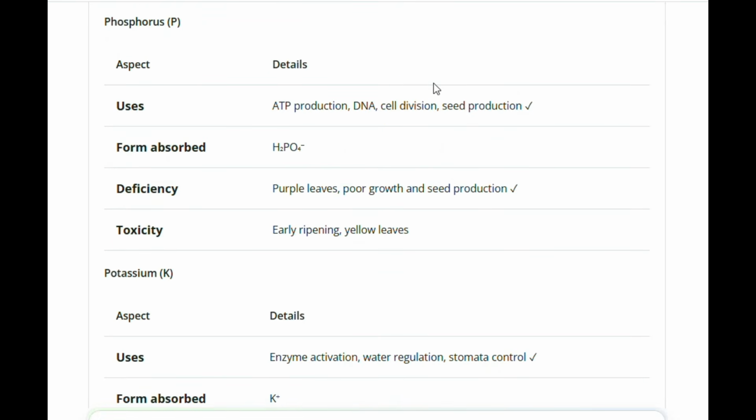Then we have phosphorus, right? We have the aspects of the details. So phosphorus, it uses what? It uses ATP production, DNA, cell division, seed production.